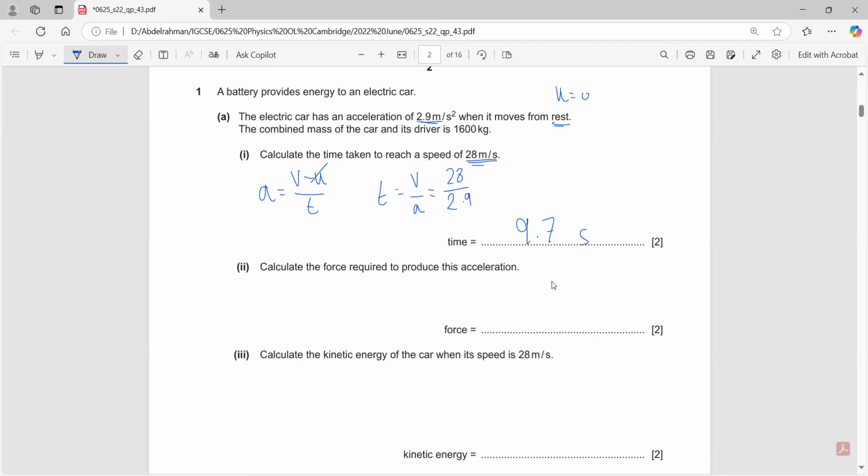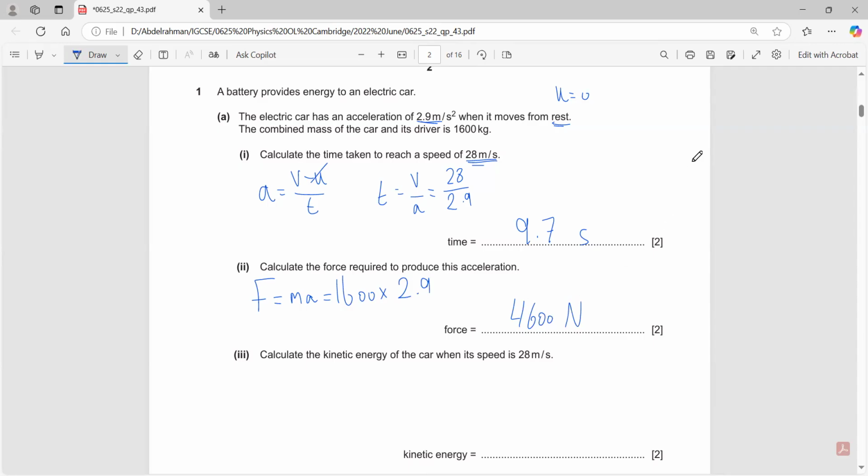How can I find the force required? F equals ma. Quite straightforward. You have the mass, 1,600, times the acceleration, 2.9. What's 1,600 times 2.9? 4,640. Again, you can write it down as just 4,600 newtons.